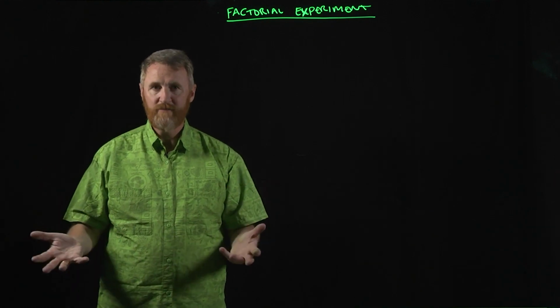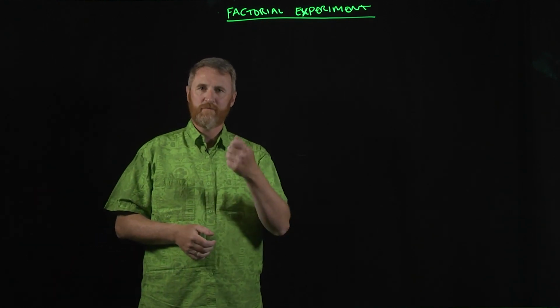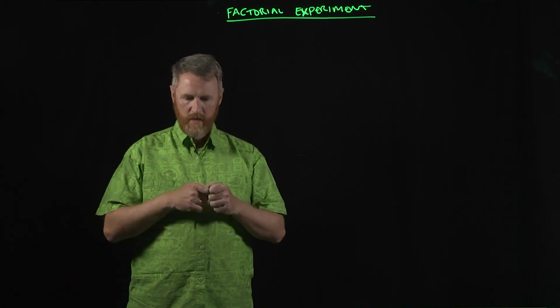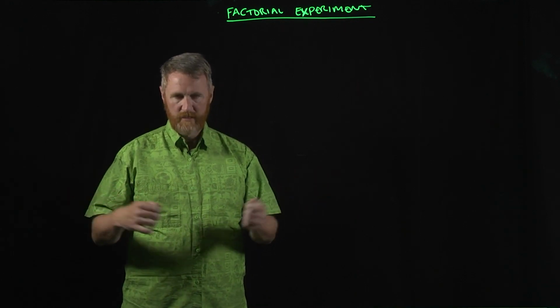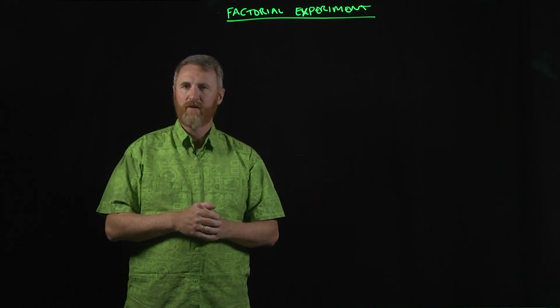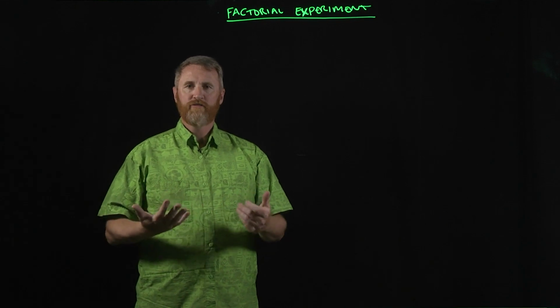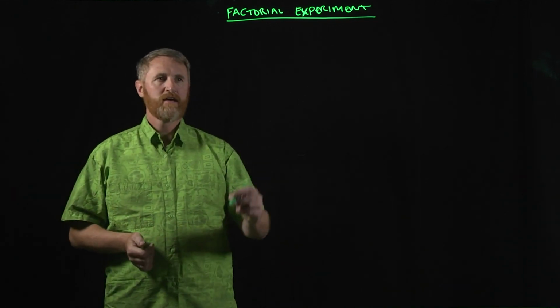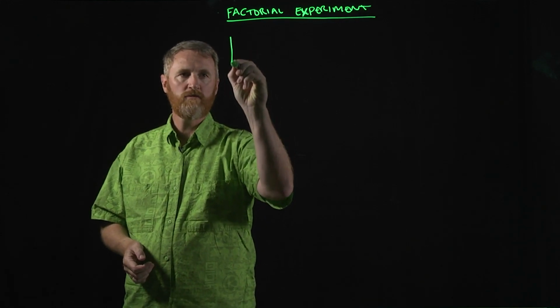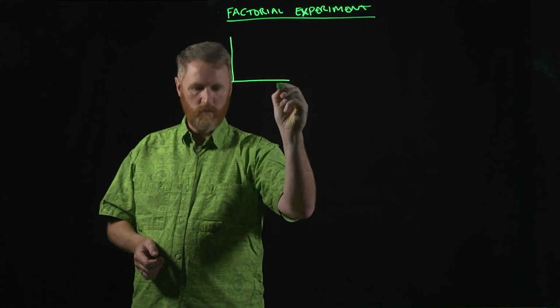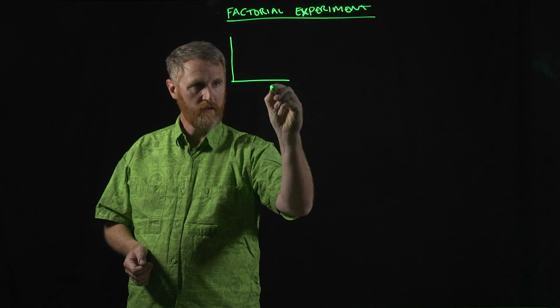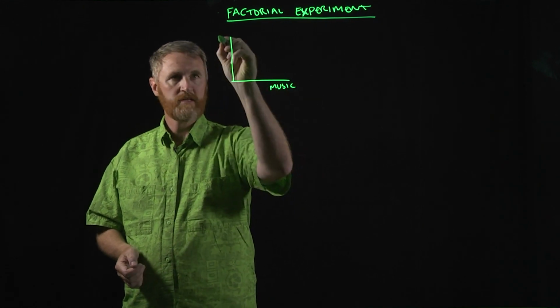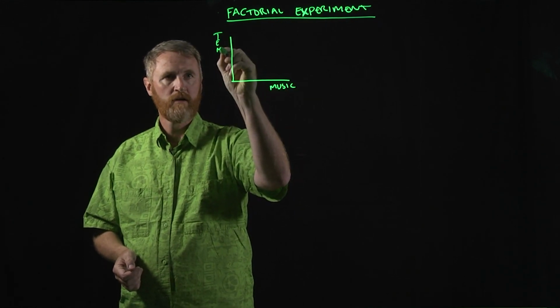Well, the answer is there's infinite. There's infinite temperatures that you can have, and there's infinite loudness to the music that you can have, right? So there's quite a few. So the first thing that we attempt to do when we're creating a factorial experiment is, if we look at these two variables, we'll take music here, and we'll take temperature here.